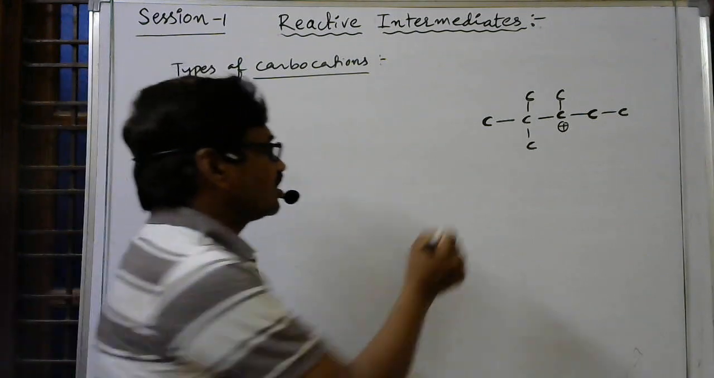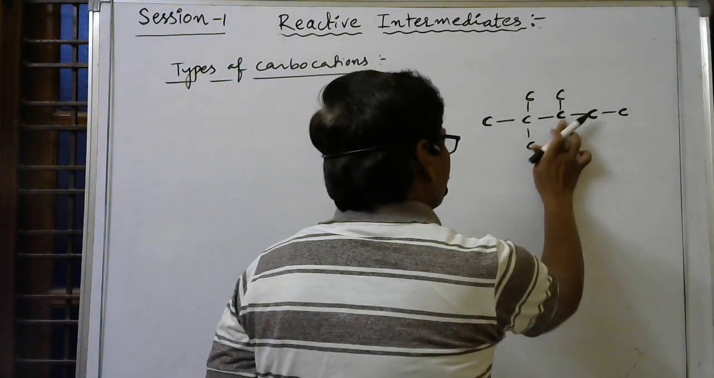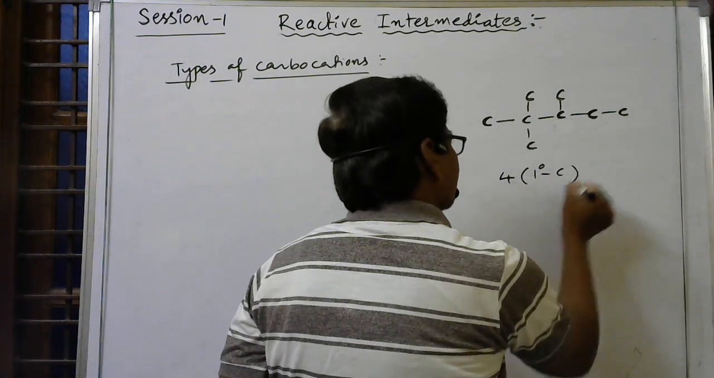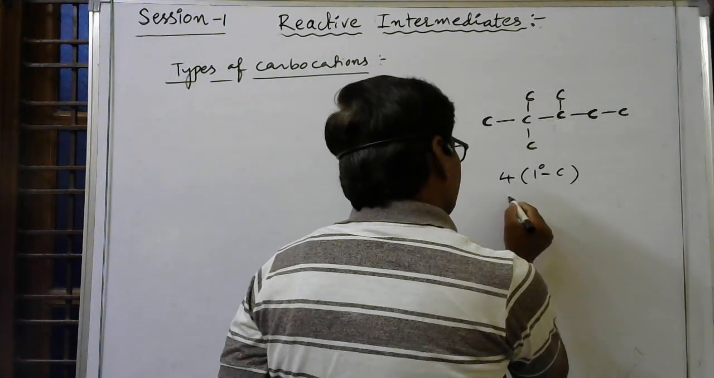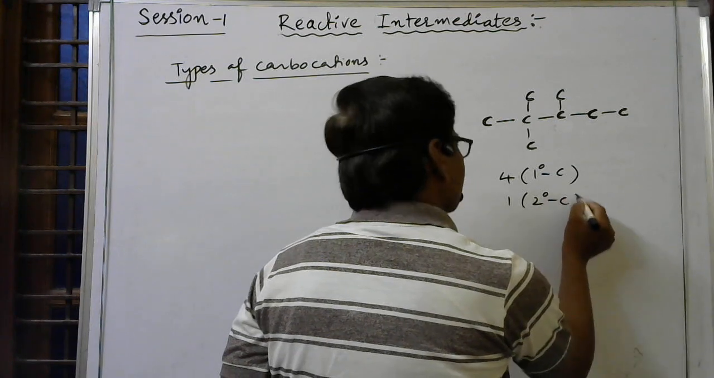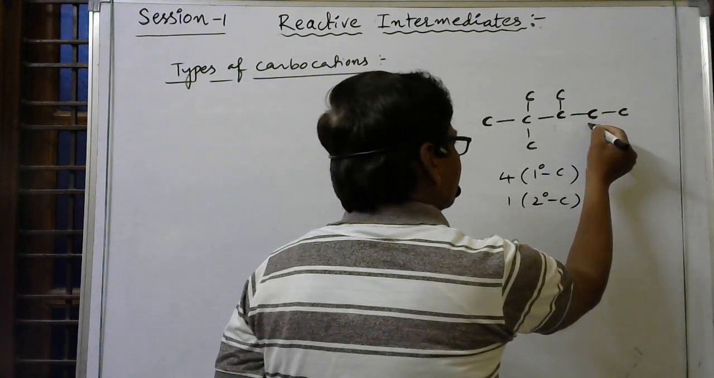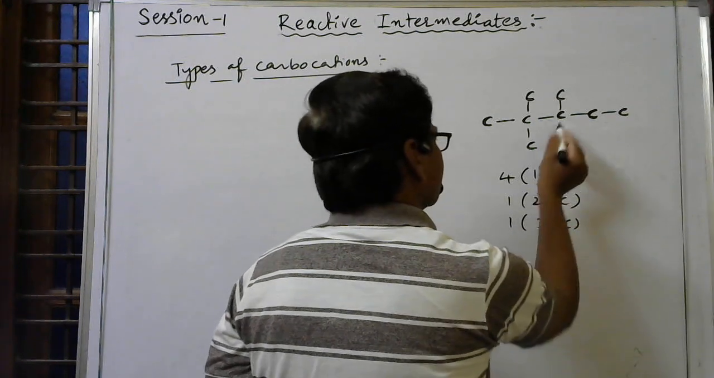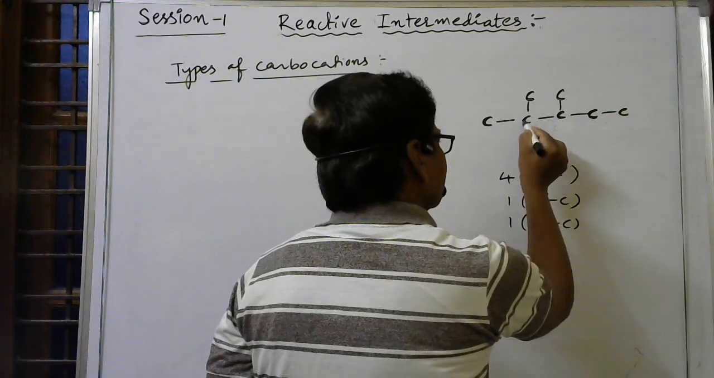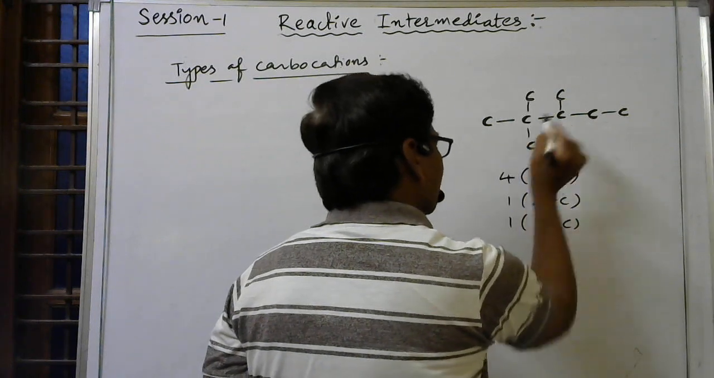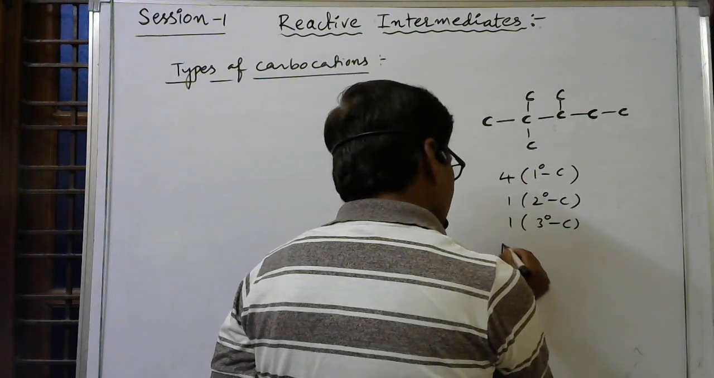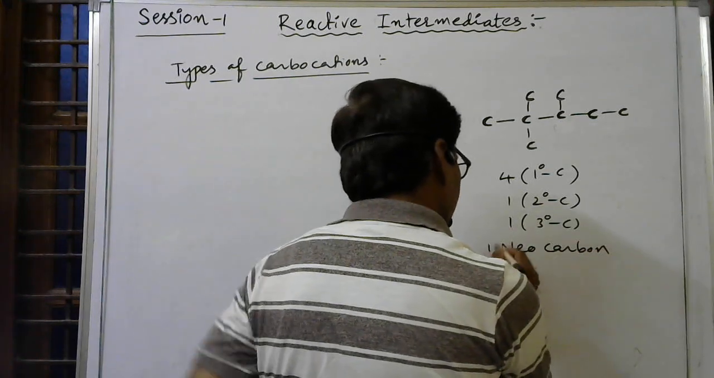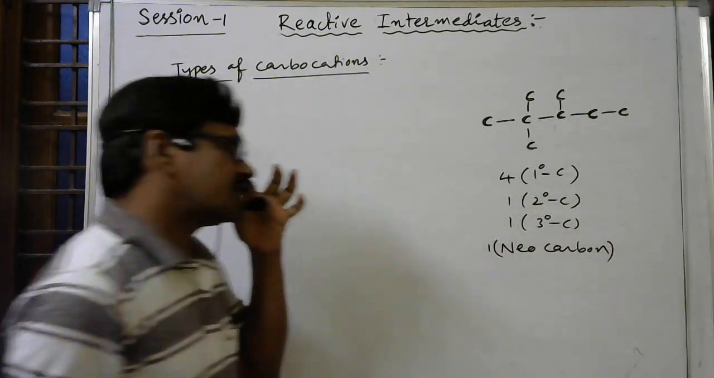So here one, two, three, four primary carbons are there. Here one secondary carbon is there. Only one secondary carbon is there, and one tertiary carbon is there. This is the second tertiary carbon, and this is the carbon which is attached to four different carbon atoms. That is called a neocarbon. How many neocarbons are there? Only one neocarbon atom is present.